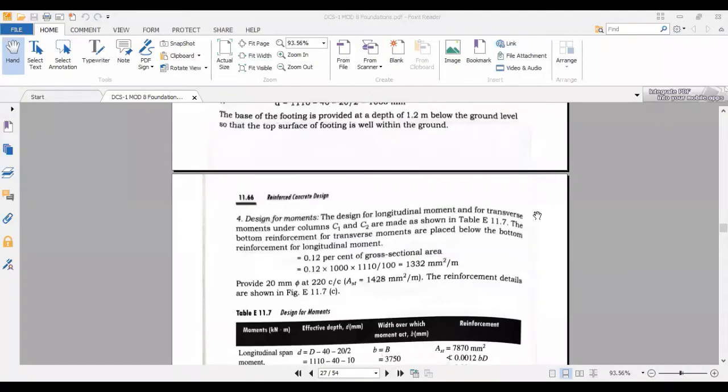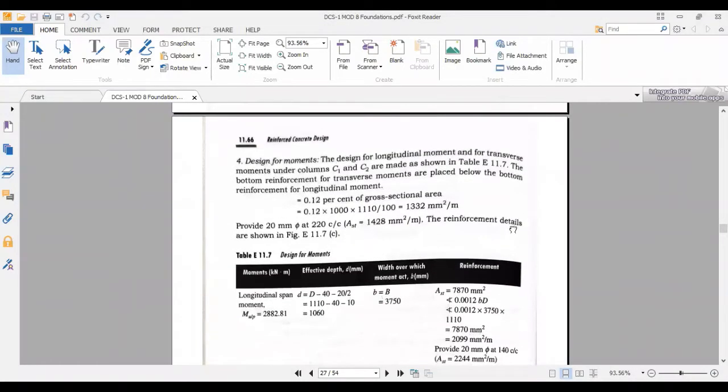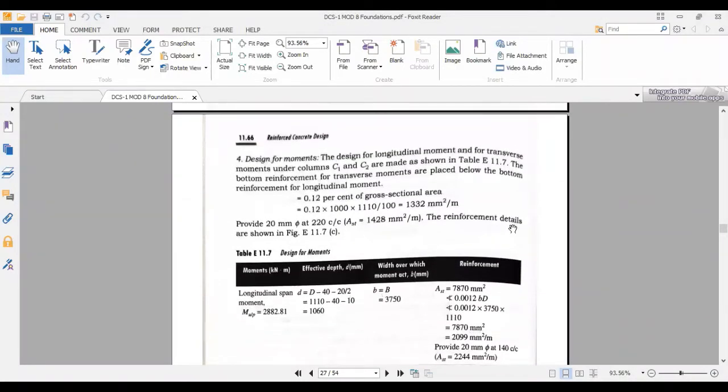Hello students, hello everyone, welcome back to the channel. In this session, we'll continue with the numerical which we left in the previous session, and we'll start with the design for moments now. As we have already found the moments, we'll find the corresponding effective depths over which the moment acts and the reinforcement required. So design for moments is step 4.